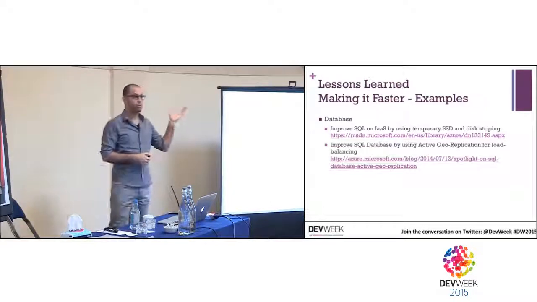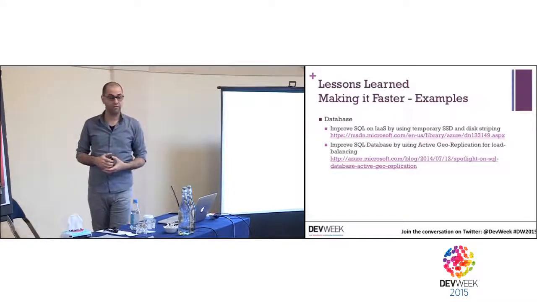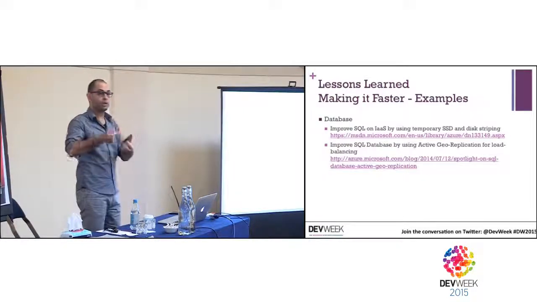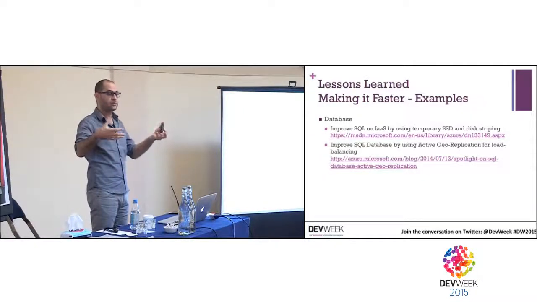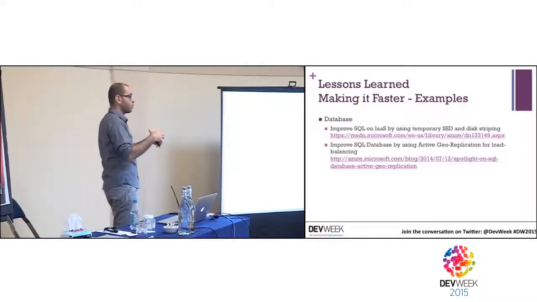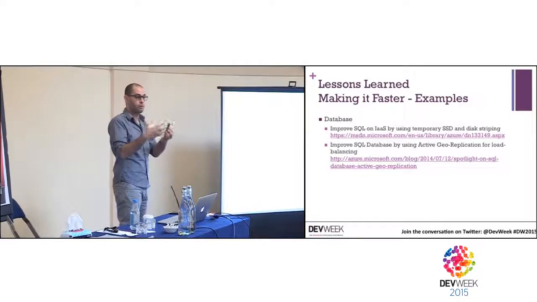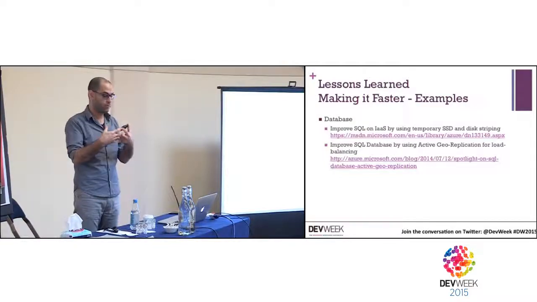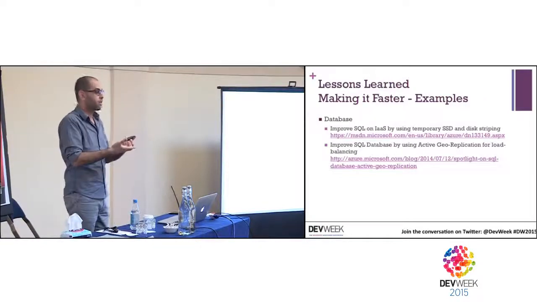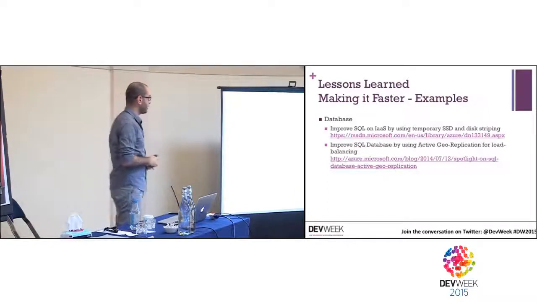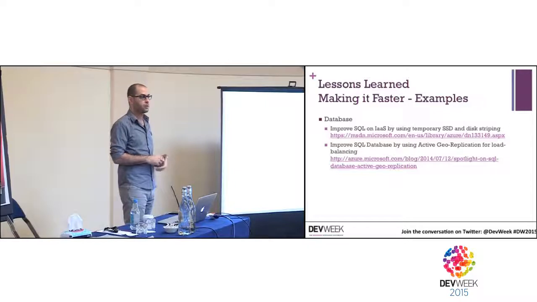Databases, you can also improve databases. So for example, if you have a virtual machine running a database, you can actually increase the speed of your database by striping the hard drives together into one virtual hard drive and increasing your hard drive's IOPS, your I/O operations per second. You can increase the performance of your SQL database as a service by using, for example, Active Geo-Replication. Active Geo-Replication is provided in the premium tier.